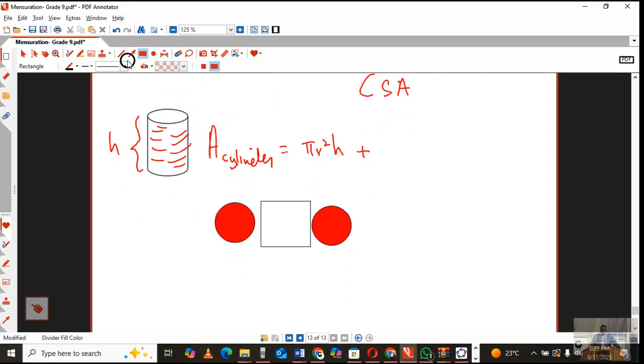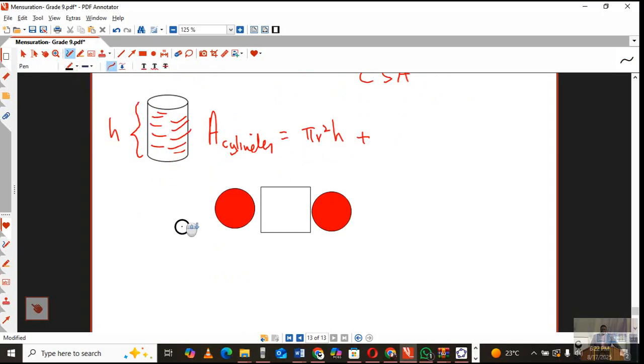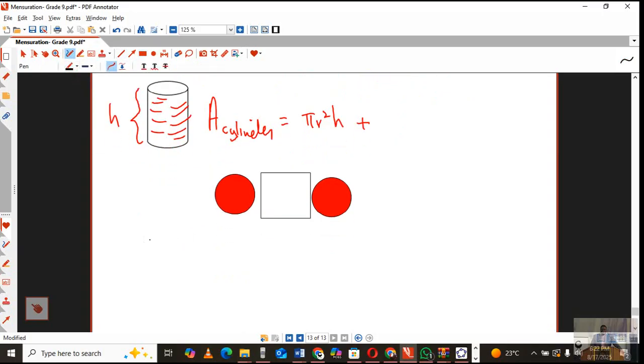Let me just bring in my pen over here, change the color. Okay, so here, let's say here is the cylinder, right? This cylinder, now this is the net. This here is pi r squared. This one here is pi r squared. This one here is the curved surface area. Now, there will be two of them, so there will be 2 pi r squared. You see what I mean? Plus the curved surface area.